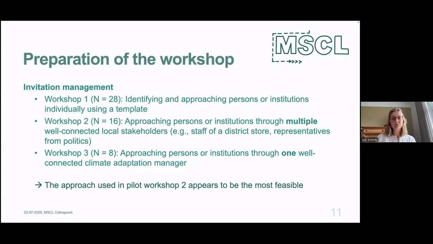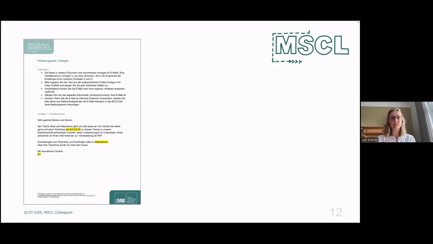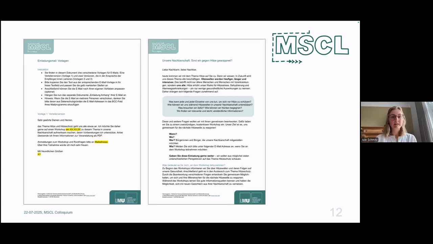And just to show you some of the materials that we provided the stakeholders with to make the invitation process not too effortful for them, was one email. So here they received already a text that they could just copy and send to the potential participants, and also instructions for using this material. And then here you can see an appendix to this email that details a bit more about the workshop. What were the aims? When would it take place? Where would it take place? And so on.